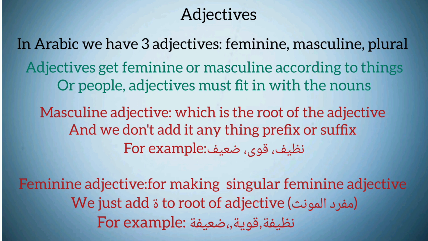Our second adjective is the feminine adjective. For making a singular feminine adjective, we just add تاء التأنيث to the root of the adjective. For example, نظيفة, قوية, ضعيفة. We add تاء التأنيث, but we don't pronounce it. For example, in the masculine adjective we say نظيف, but in the feminine we say نظيفة. It's wrong to pronounce the final letter as a t. For the feminine adjective, we have to say نظيفة, قوية, ضعيفة. This is the feminine adjective. And our last adjective is the plural adjective.